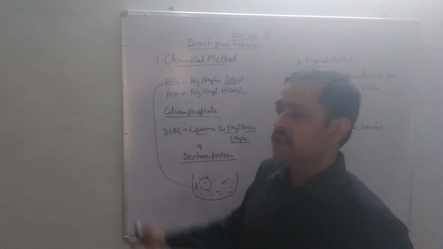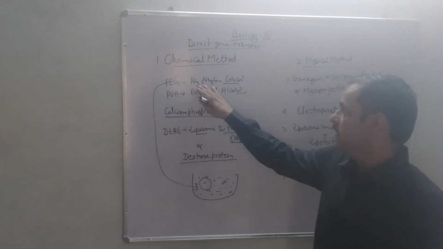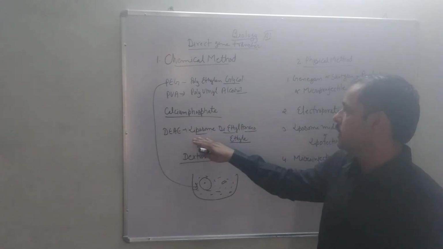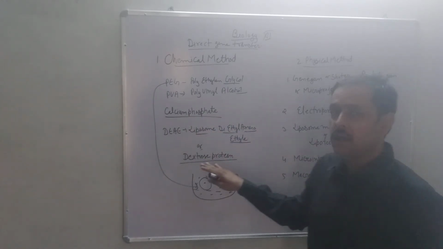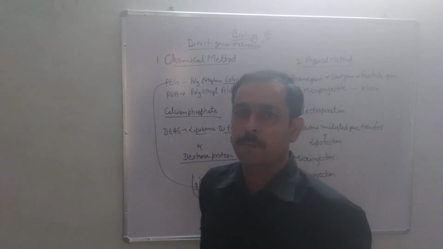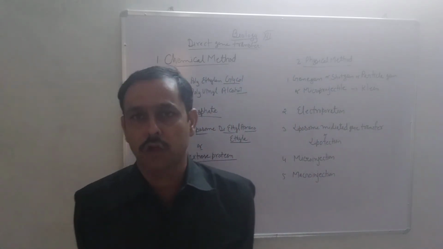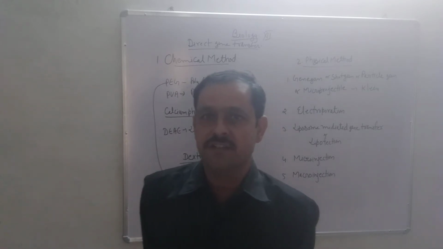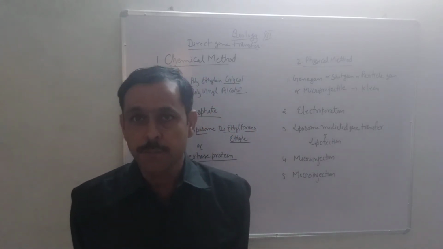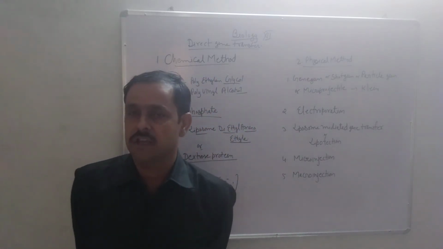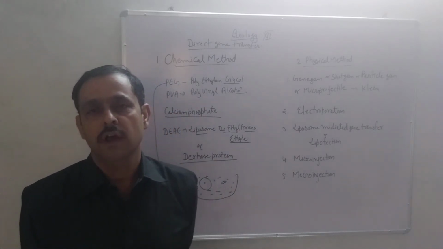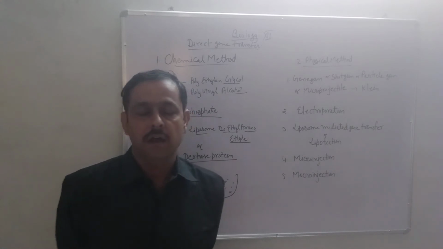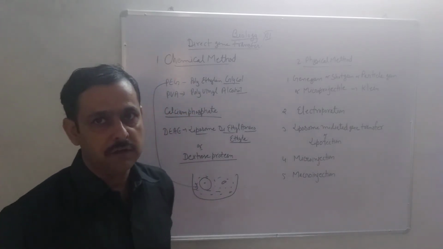Means, in the presence of these chemicals, polyethylene glycol, polyvinyl glycol, calcium phosphate, liposome, diethyl aminoethyl dextran, or protein, both the targeted cell and the desired gene are put together. So this gene is transferred into a particular cell. So this is the chemical gene transfer method.